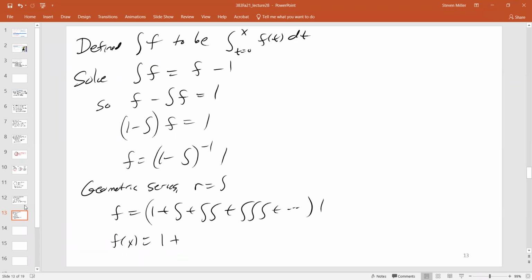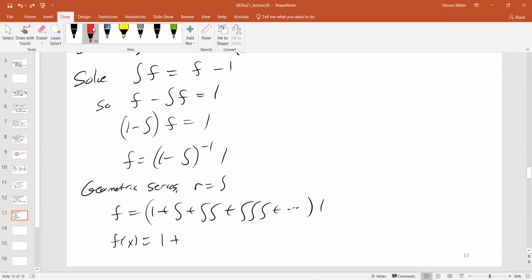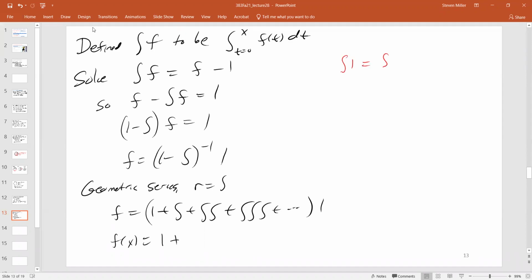What is the integral of 1? Well, let's do things over here. Oh, it's supposed to be in red. It should be like a warning color or a color to enjoy. The integral of 1 is the integral t goes from 0 to x of 1 dt, which is just x. Now the integral of the integral of 1 is the integral t goes from 0 to x of the function t dt. What does that equal?